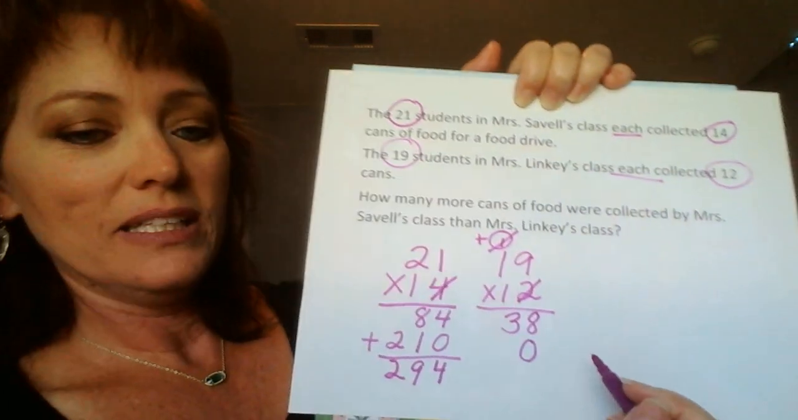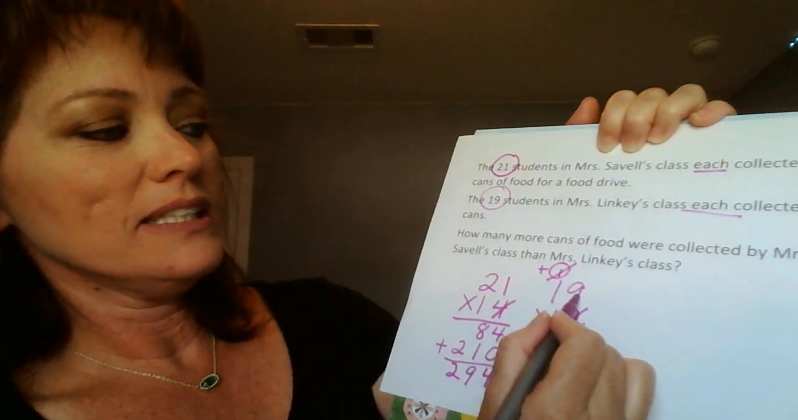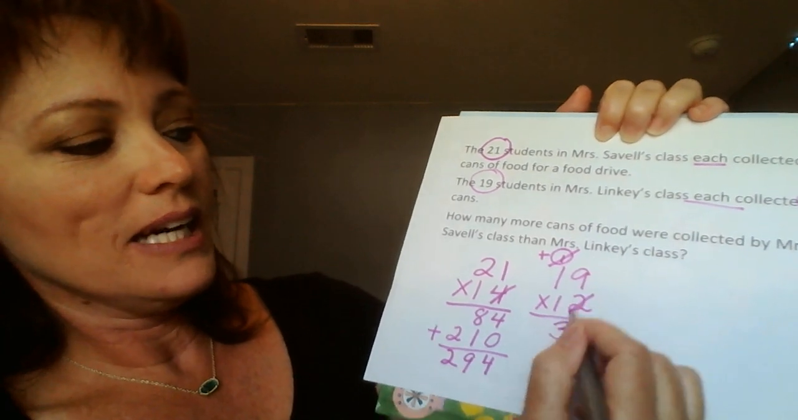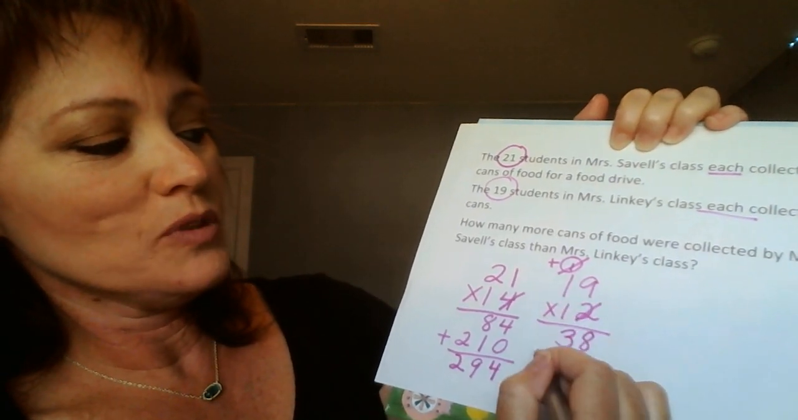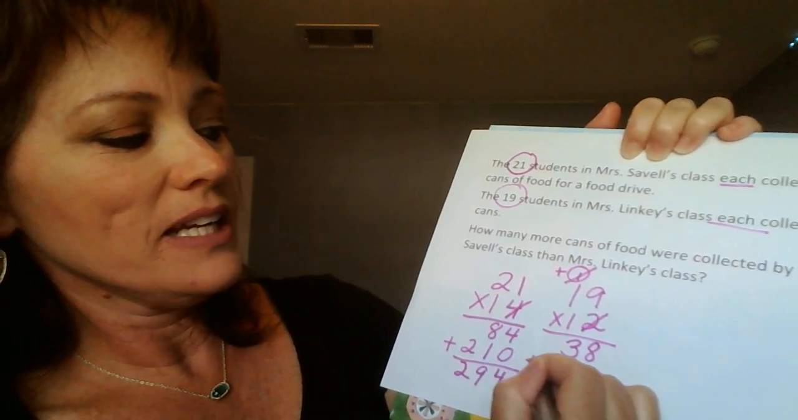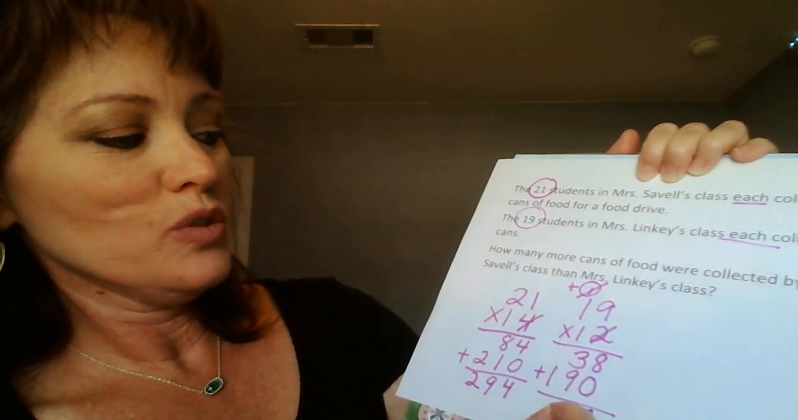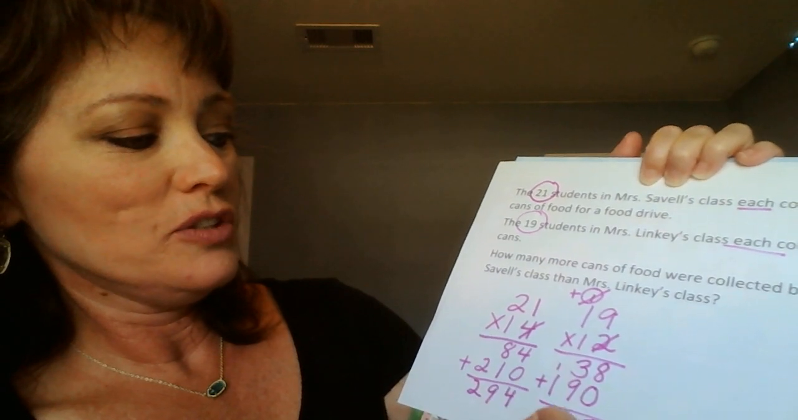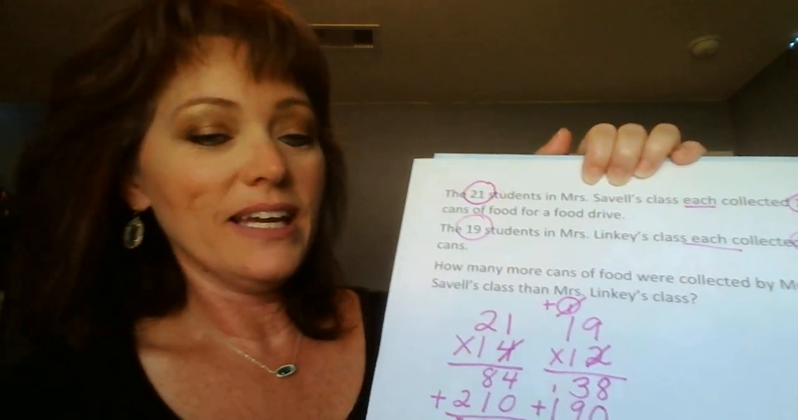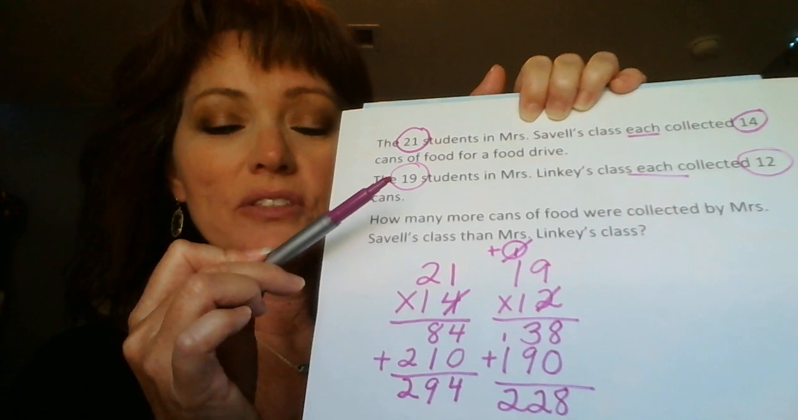a 0 down here. Now we're doing 19 times 1. 9 times 1 is 9. 1 times 1 is 1. Now we're adding those two partial products, and we get 8, 12, 2. 228 is our answer to this second step.